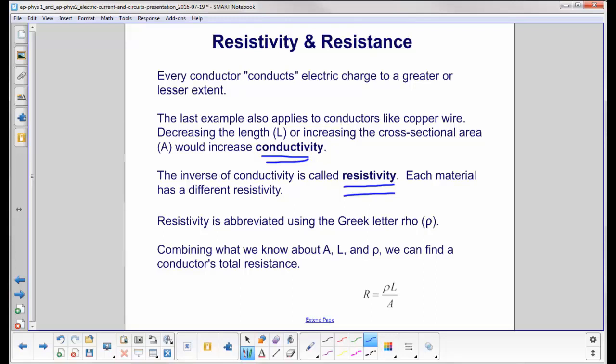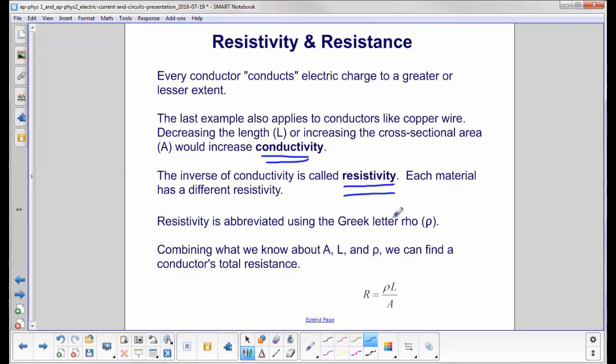Each material, depending on what it's made of, will have a different resistivity. You might imagine that copper would have a very low resistivity, as that's what we use in wires, and glass would have a high resistivity. Current doesn't flow well in glass.